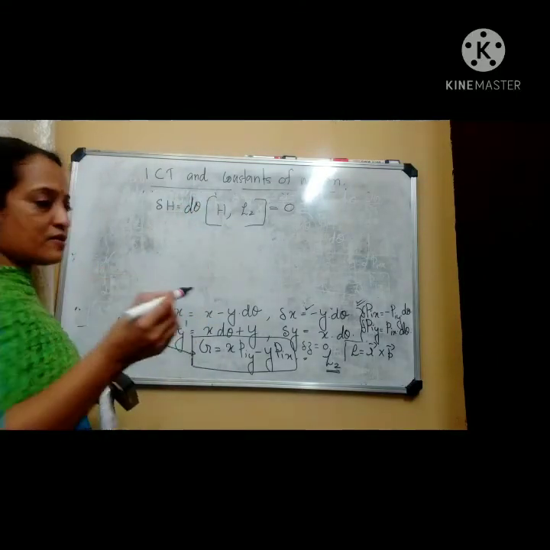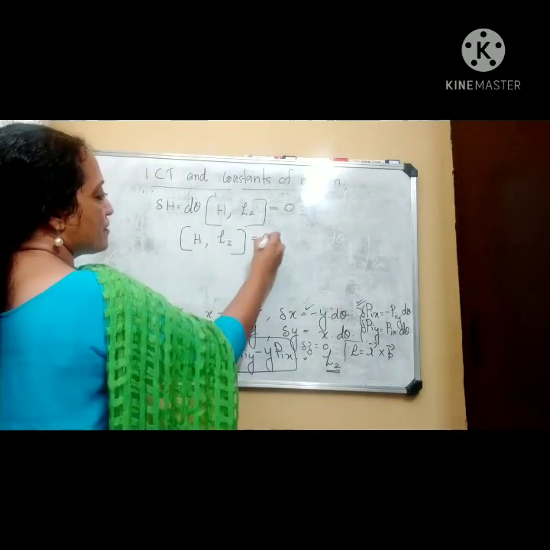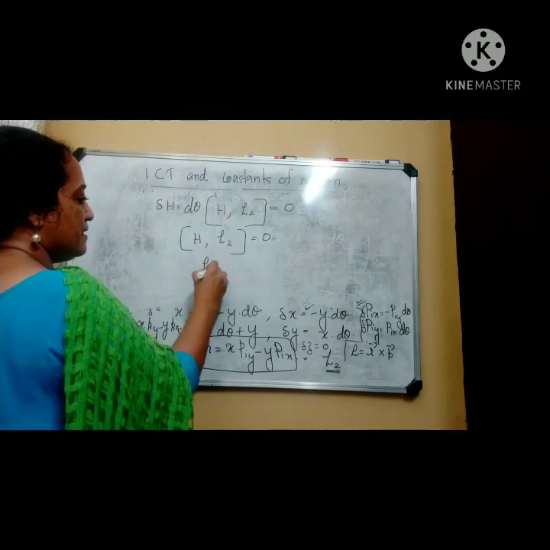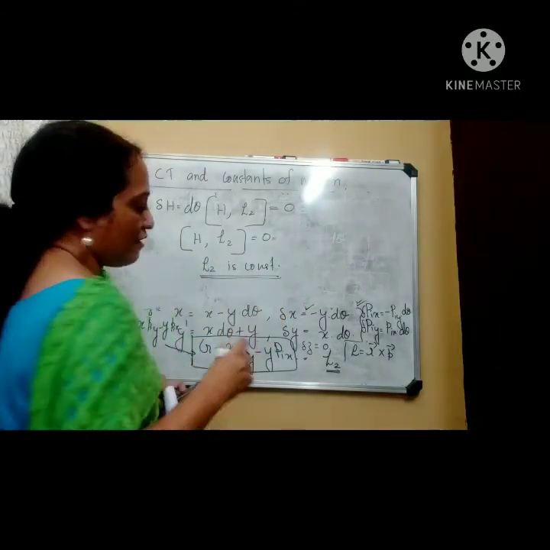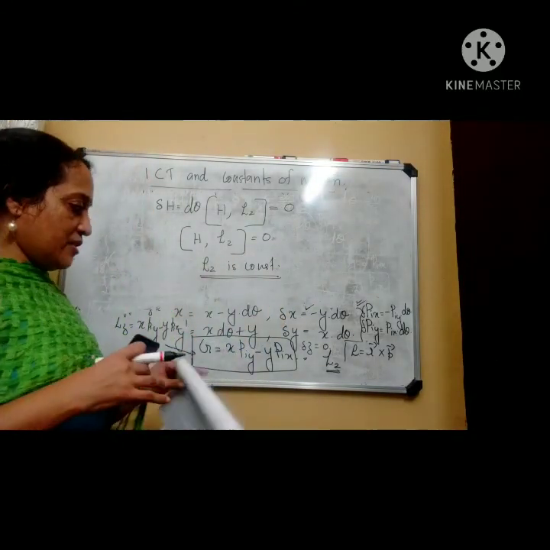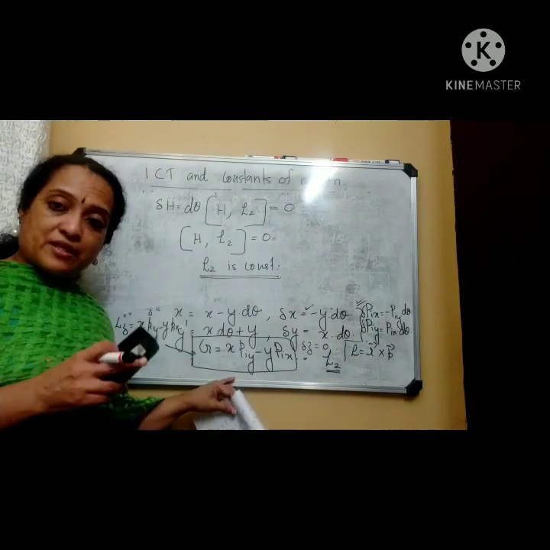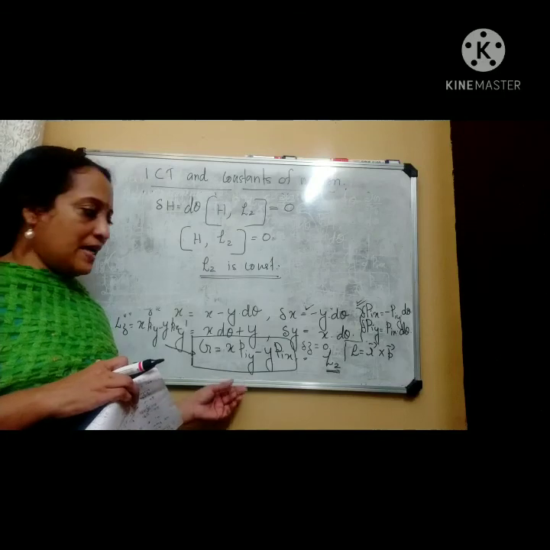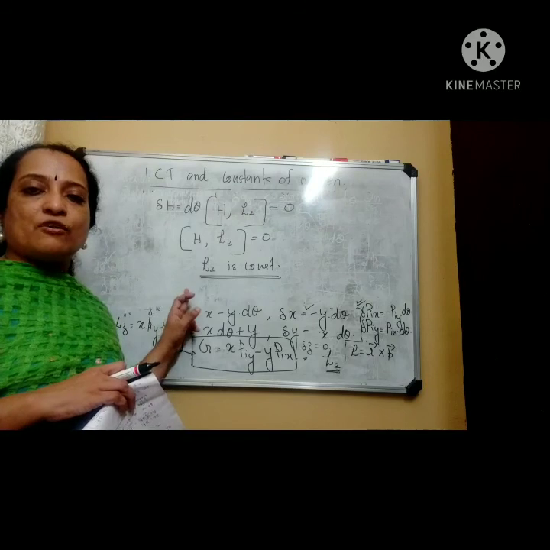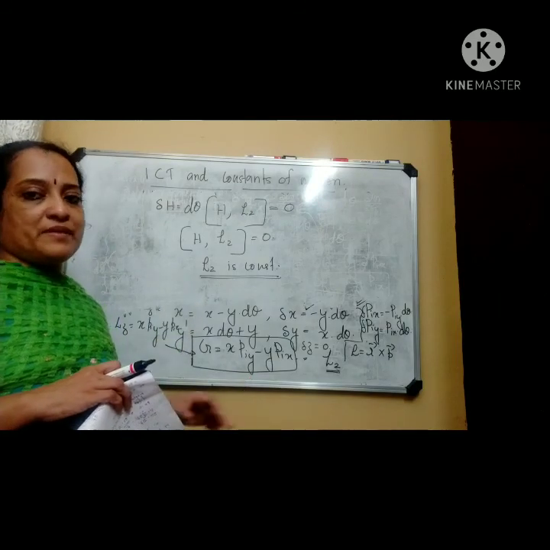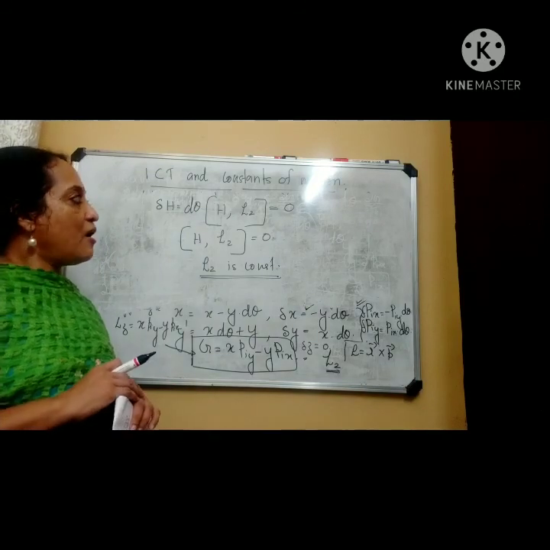Since d theta is non-zero, we may write the bracket of H and Lz is equal to 0, or Lz is a constant. The z component of the angular momentum is the generator of rotation about the z axis, and also the z component of the angular momentum remains constant. So these are the two conclusions that we obtain from this.